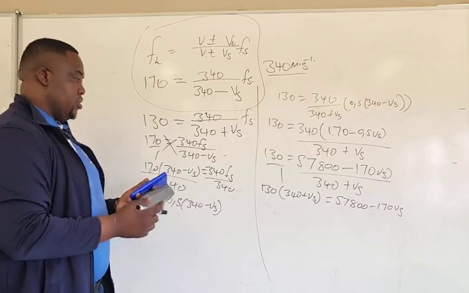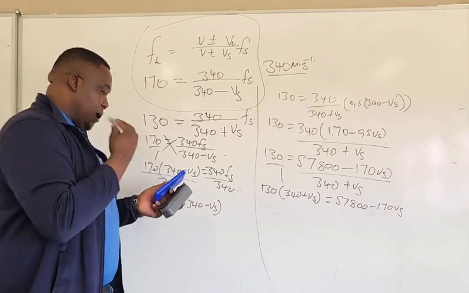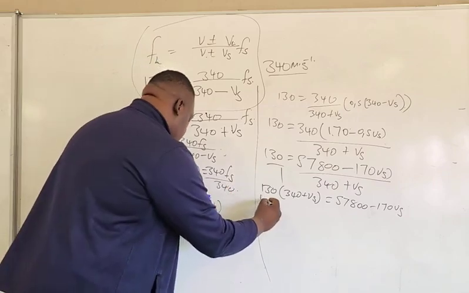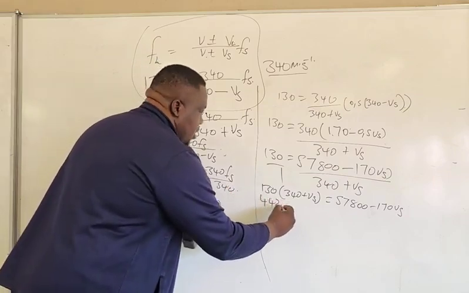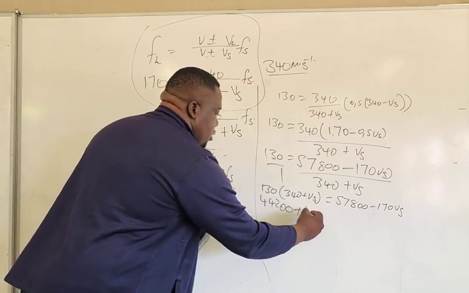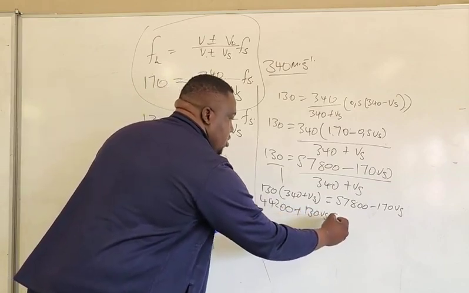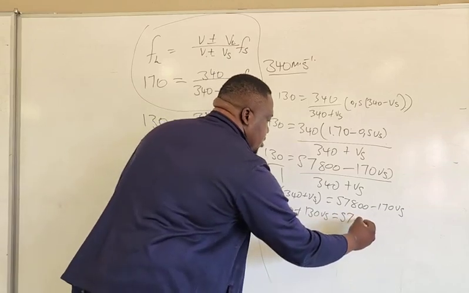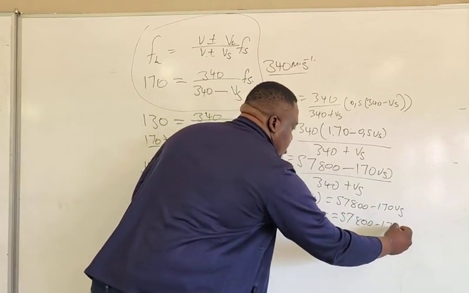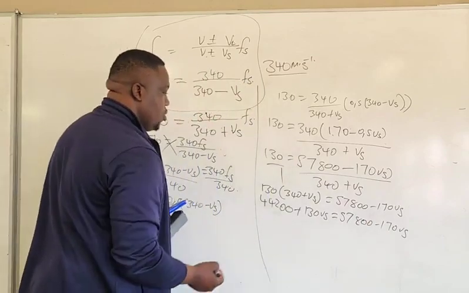We see what we get. 130 multiplied by 340, we get 44,200 plus 130 Vs, which is equals to 57,800 minus 170 Vs. You see what we got?